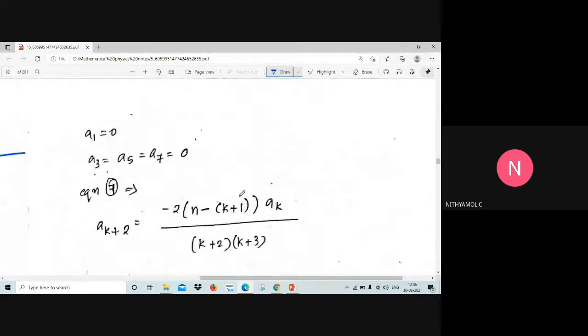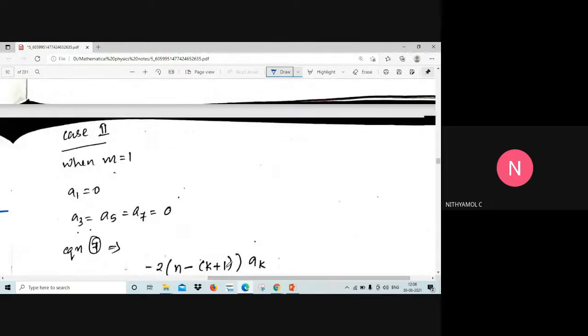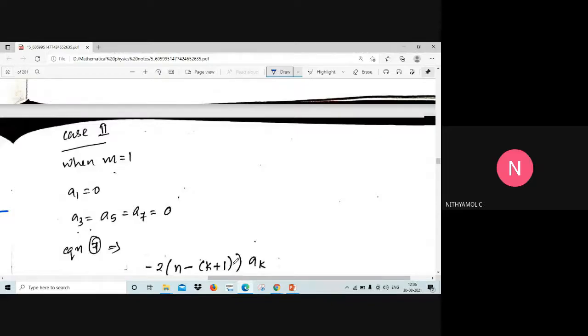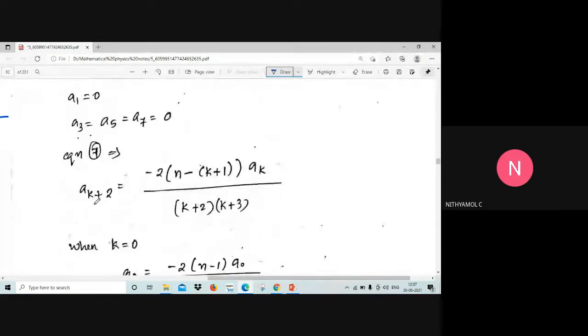So we found the solution for m equal to 0. Now we have two roots, m equal to 0 and m equal to 1. The second case is m equal to 1. M equal to 1 means a1 is equal to 0. If a1 is equal to 0, then a3, a5, a7, etc. are 0. Then from equation 7, we get a(k+2) equal to this.